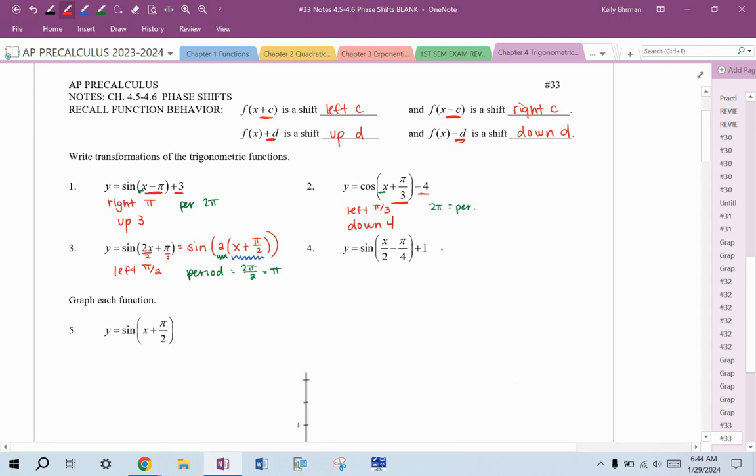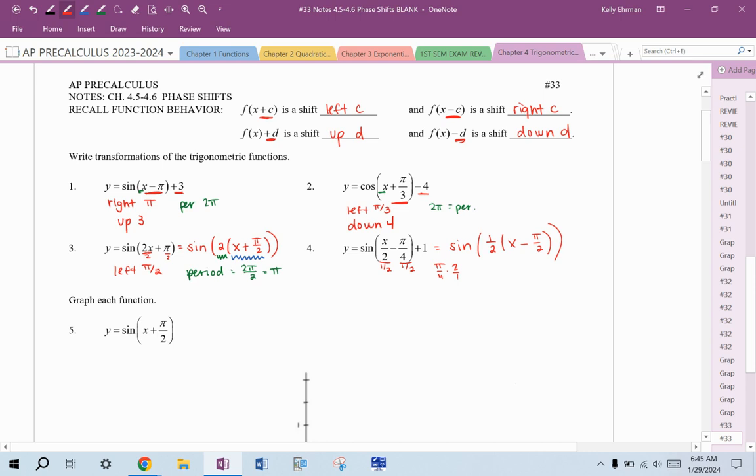So if we take a look at this, first we need to rewrite the function to really see how it's been shifted. So factor a 1/2 out, so that this just becomes x. Remember, factoring a 1/2 or factoring anything out means dividing the value by what you're factoring out. So what's pi over 4 divided by 1/2? It's the same as pi over 4 times 2. So that's actually minus pi over 2.